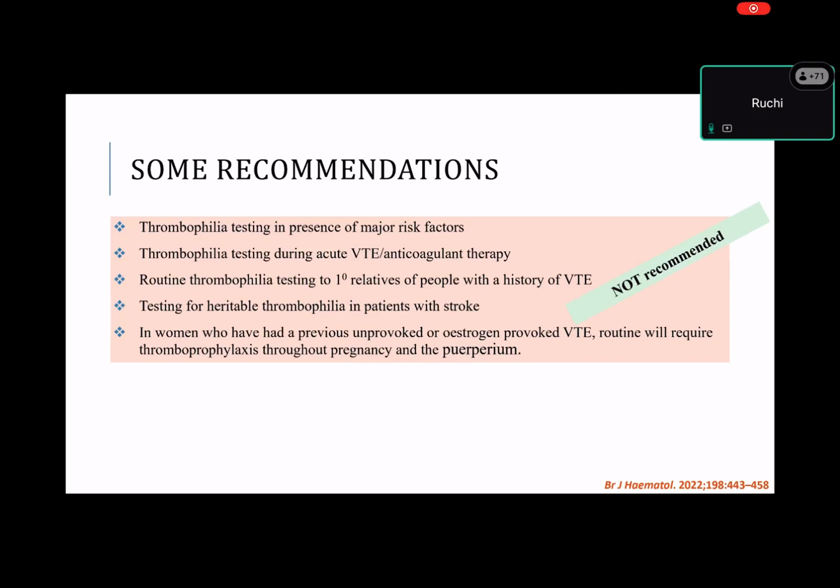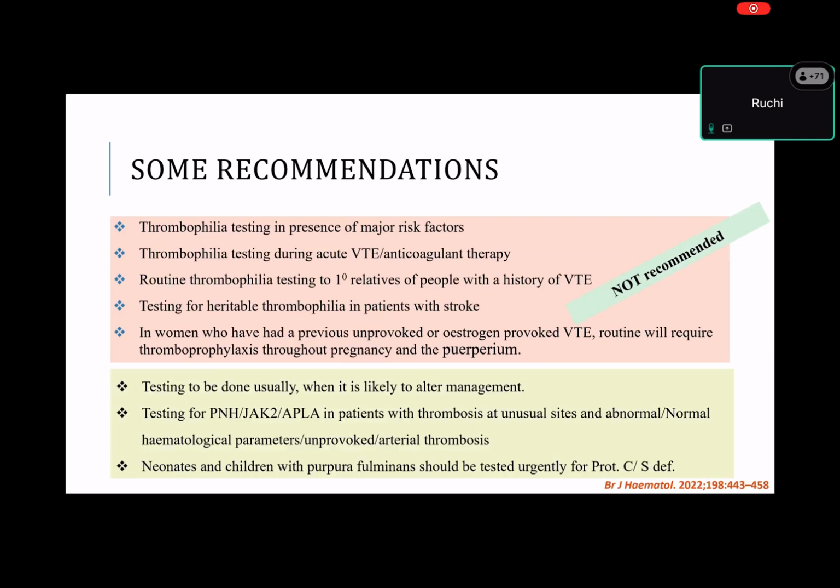So bottom line, testing usually should be done when it is likely to alter the management. And then common tests are PNH, JAK2, APLA in patients who come to you with thrombosis at unusual sites and may or may not have a normal or abnormal hematological parameter to support this. Or even if you have an unprovoked arterial thrombosis, because these 3 conditions need not necessarily present with venous thrombosis, they can come to you with arterial thrombosis also. And lastly, neonates and children in whom purpura fulminans is suspected.